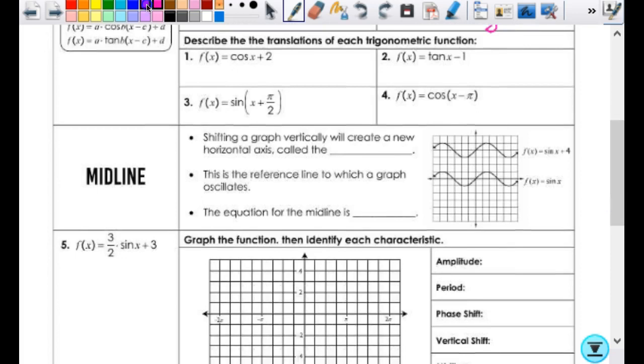So real quickly, we're just going to describe these. On number 1 here, cosine of x plus 2, what kind of translation happens here? Up 2. In number 2 right here, tangent of x minus 1, we're going down 1. Sine of quantity x plus pi halves, we're going where? Left. How much? Pi halves. Because remember your x-axis has pi's on it because they're the radian measures. And for number 4, we're going to the right pi. Okay. Everybody good with that?